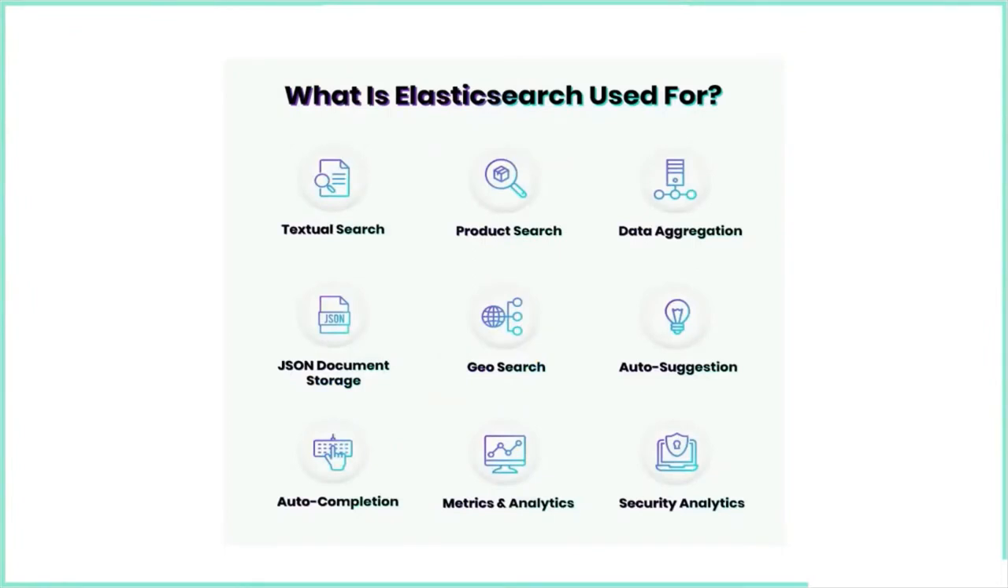So, to very quickly talk about why we go for Elasticsearch and in what cases we use it: it is to quickly perform textual search operations or product catalog searches. Popular e-commerce websites already use Elasticsearch for performing catalog searches.